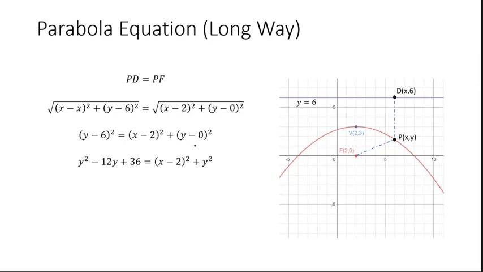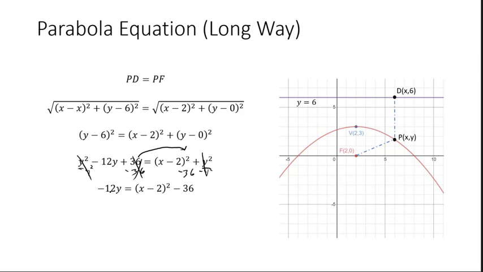Okay, so now we want to rearrange things a little bit. So if we bring this y² right here over to the left side, we do that by subtracting y². When you do that, it's going to cancel out. So you're left with −12y + 36 = (x − 2)². But let's also bring this 36 to the right by subtracting. So we're going to get −12y = (x − 2)² − 36.